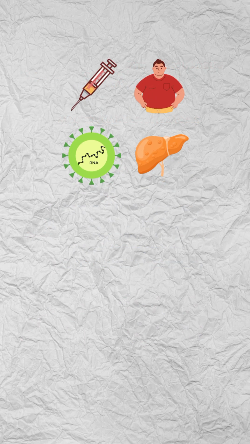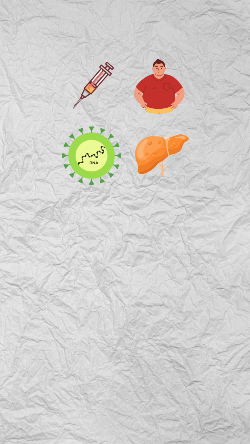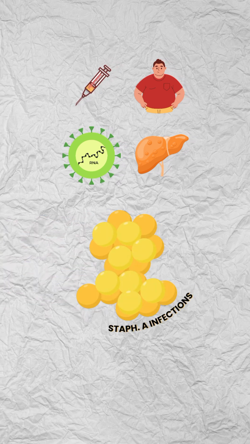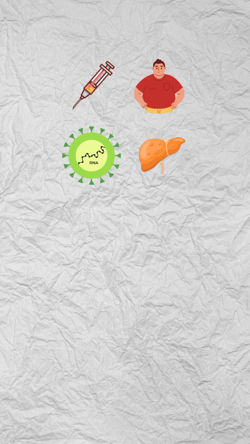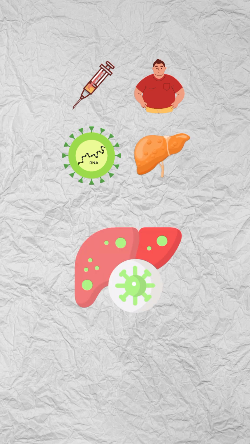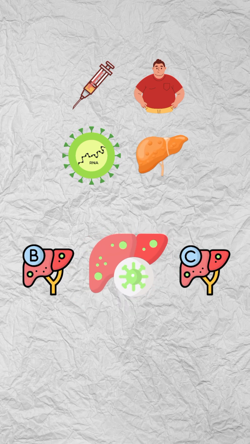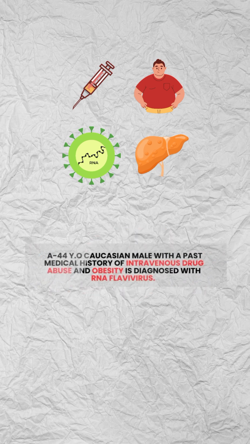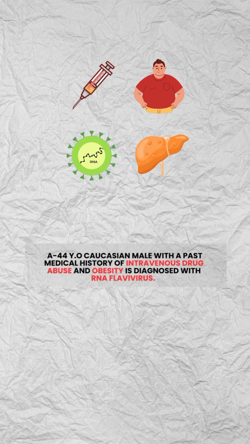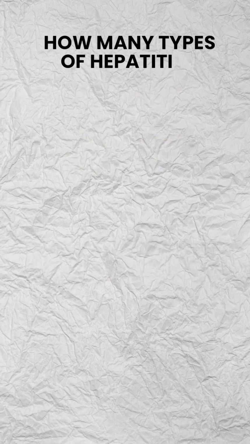Whenever you see IV drug abuse, your first thought might be Staphylococcus aureus infections. But in this case, with liver involvement mentioned, we need to think about hepatitis, specifically hepatitis B or C. In the question, they have also pointed out that the patient has an RNA flavivirus. So let's decode this. How many types of hepatitis exist?